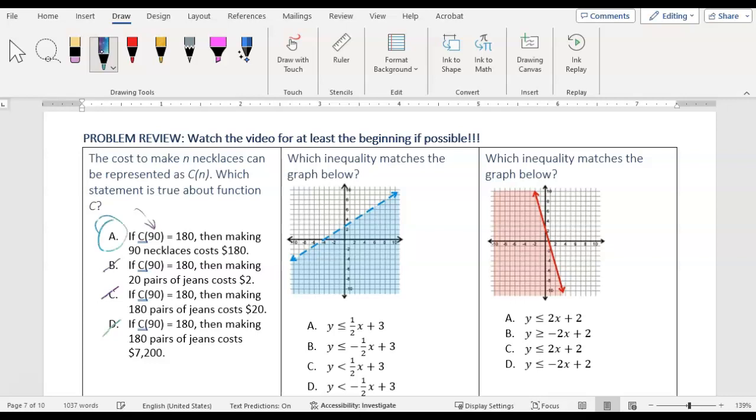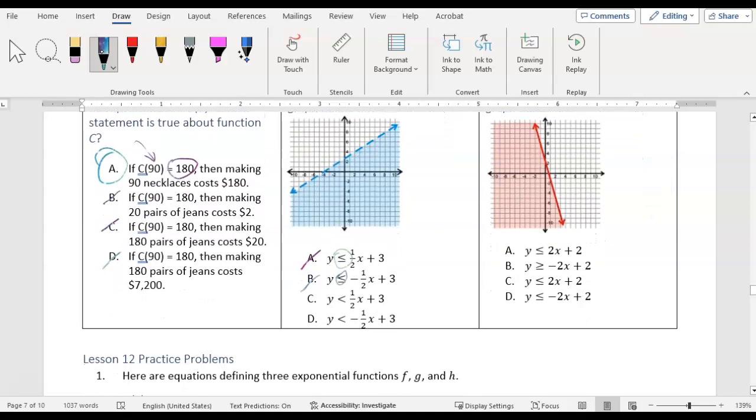It tells us that the input is the number of necklaces, and the output is the cost of those necklaces. It says which inequality matches the graph below. So notice here that we have our shading underneath and a dotted line. So that can help us to eliminate A and B because we have less than or equal to there. And so then the next thing we would want to look at is the slope of the line. This slope of the line is a positive slope, and so that helps me to eliminate D, which has a negative slope, and so my best answer must be C.